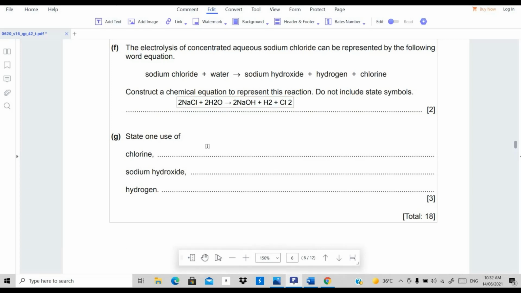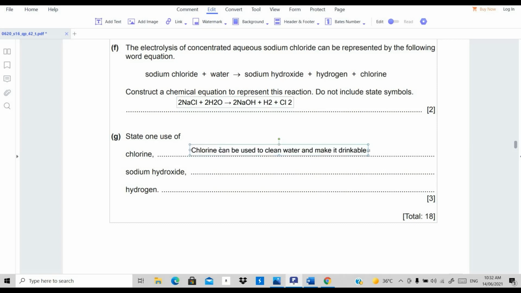Okay. I think most of you would know what is the use of chlorine. There are many uses actually. You can write any of those. It does not involve any sort of calculation or any sort of specific answers. There are many more uses, and you can just write any of those. But I'll prefer writing clean water, make it drinkable, because the common use I've heard of is this.